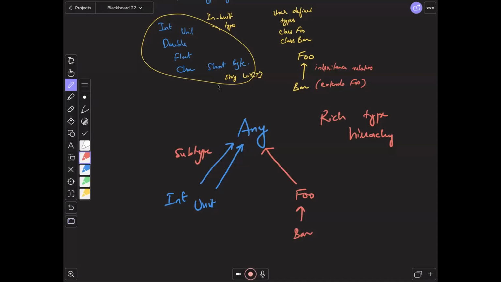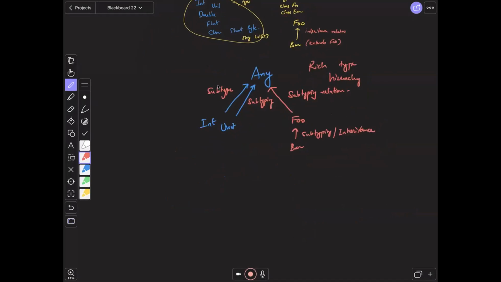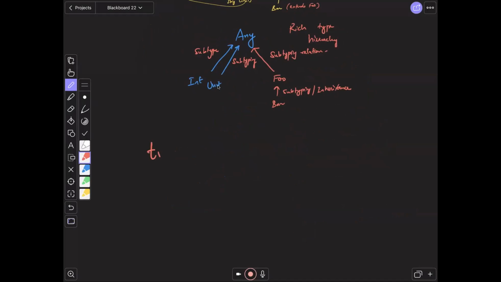and we call these relations subtyping relations. This is called a subtyping relation, but this also happens to be an inheritance relation. This is an example of a subtyping relation. So what does it mean to be a subtype of a different type? When I take two types, T1 and T2, and I say that T1 is a subtype of T2, what does it mean?